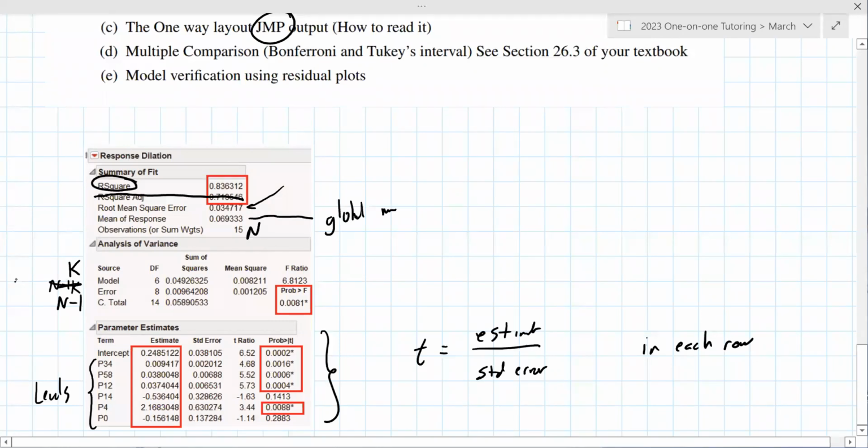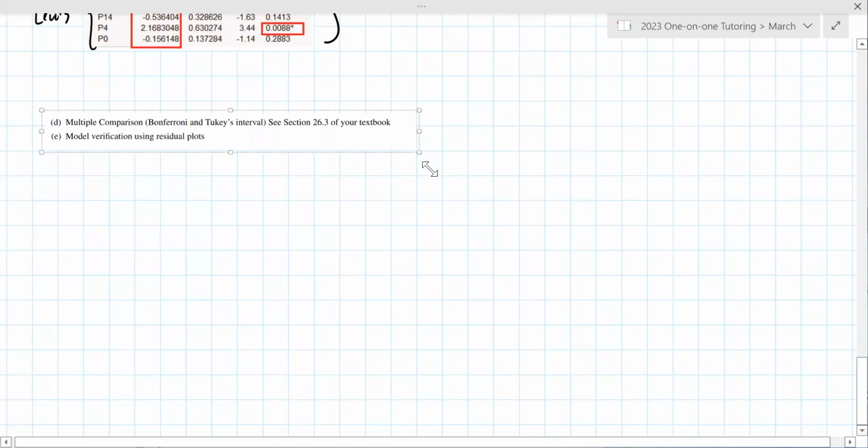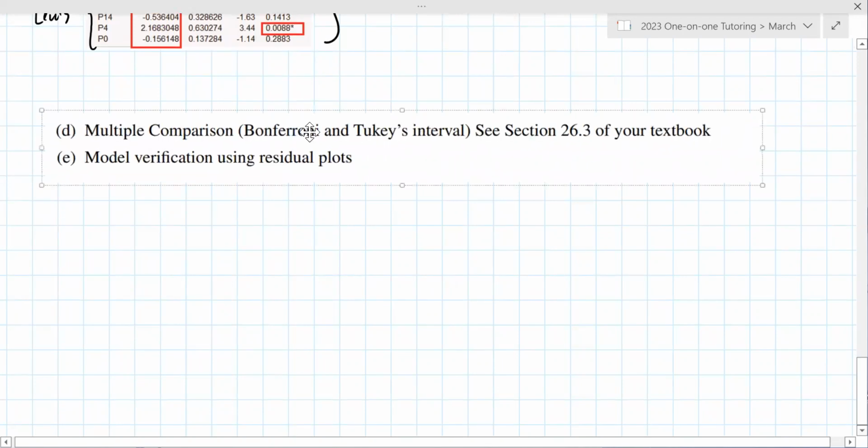Okay, the next one is the multiple comparison, part D here. We talked a little bit about this last night. One was better where you compare each of your levels one at a time, and the other one was better if you had an idea of which direction to go in.